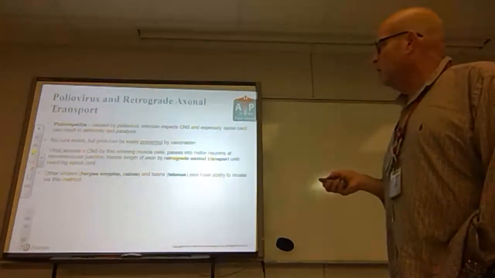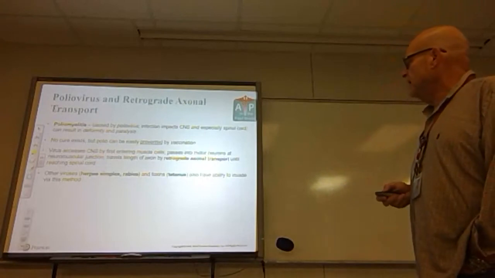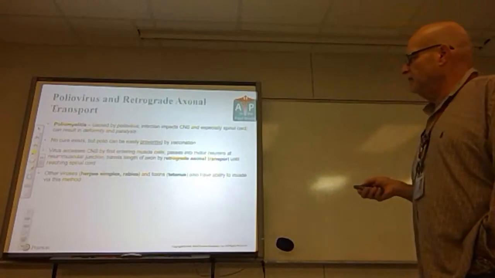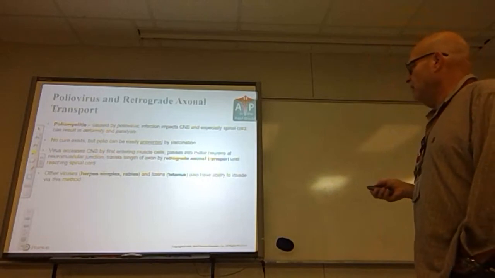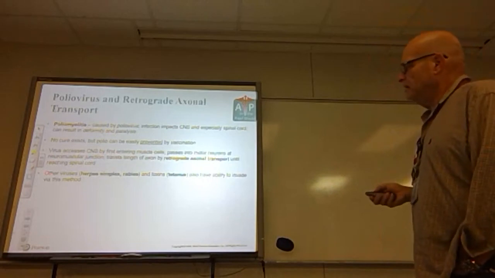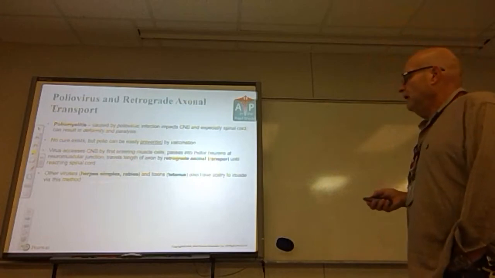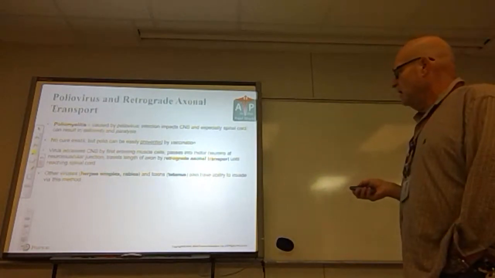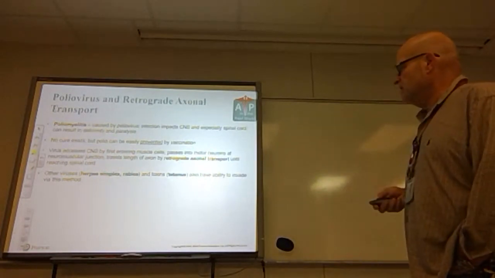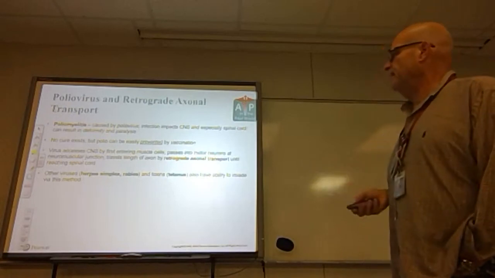The virus accesses the central nervous system by first entering muscle cells, passes into the motor neurons at the neuromuscular junction, and travels the length of the axon by retrograde axonal transport until it reaches the spinal cord. Other viruses that play a role in the nervous system, the herpes simplex viruses, rabies, and certain toxins such as tetanus also have the ability to enter the nervous system through this same pathway.